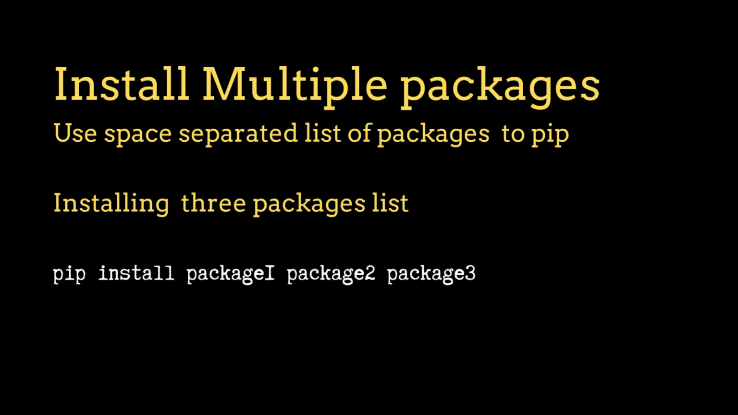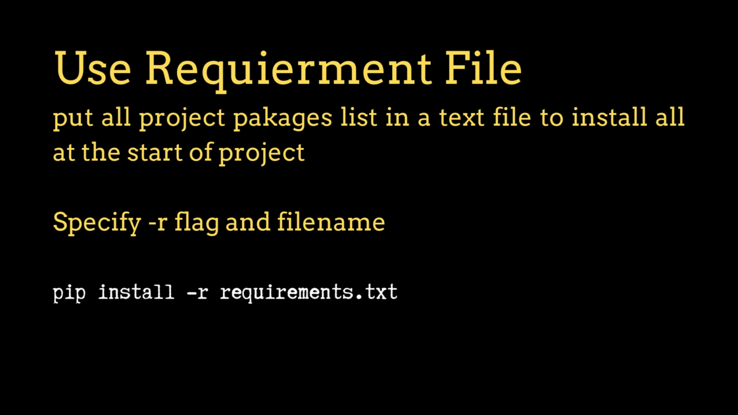Install multiple packages. Provide a space-separated list of packages to the pip install command. For example, to install 3 packages, use the command pip install package1 package2 package3.